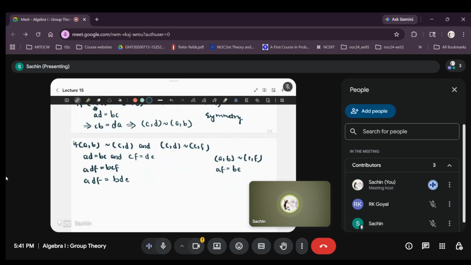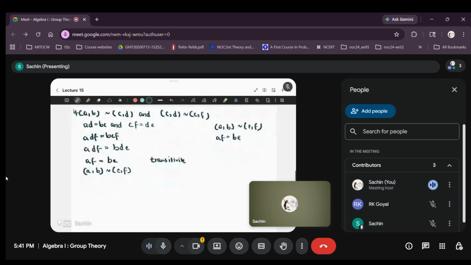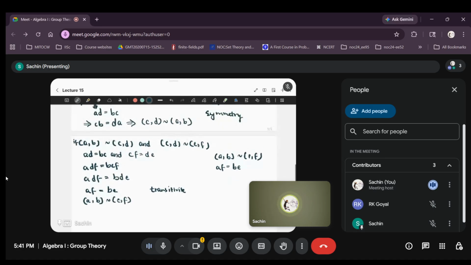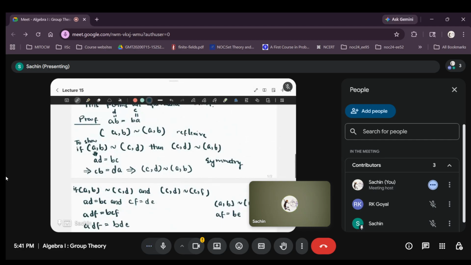If D is not 0, we can cancel out D here. AF is equal to BE, which would mean that AB is related to EF. So that is transitivity. So the relation A comma B is related to C comma D if and only if AD is equal to BC is an equivalence relation.